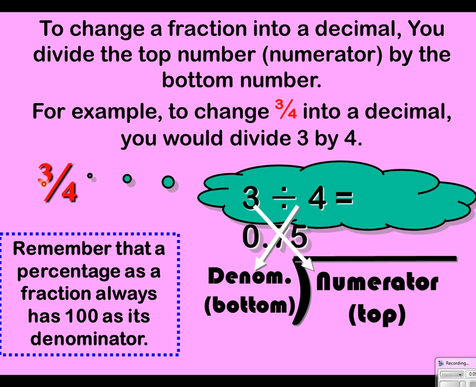So top, I usually say this in class, I don't know if Mr. Gasson does this, but I always say top divided by bottom, top divided by bottom. So 3 divided by 4, when you do the math, comes out to 0.75.